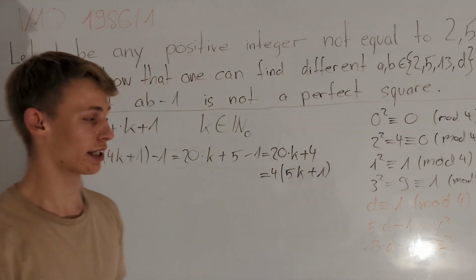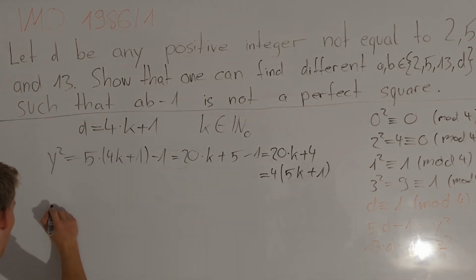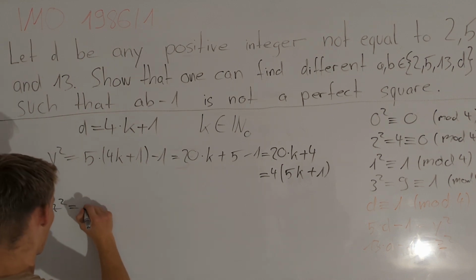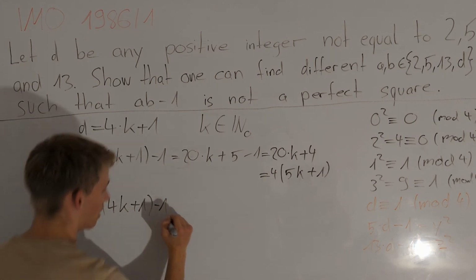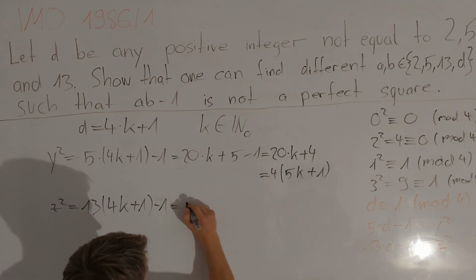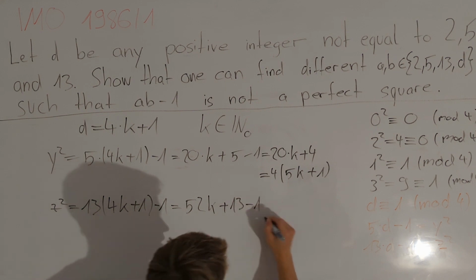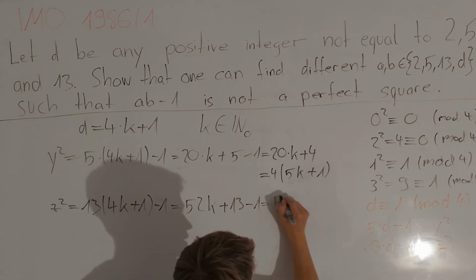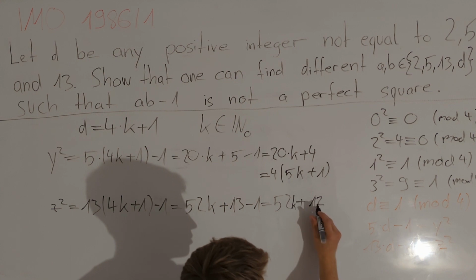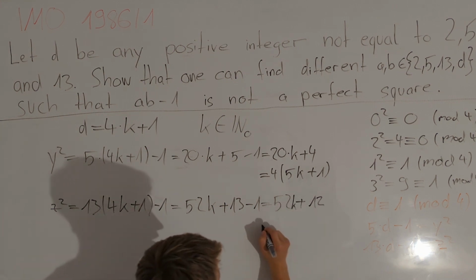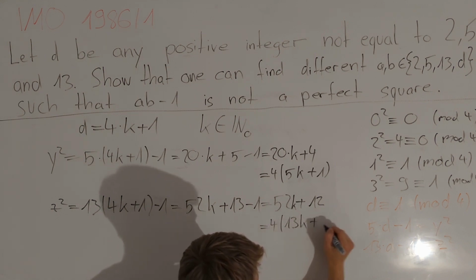In the same way, we can plug d into the other equation, and get that z squared is equal to 13 times (4k plus 1) minus 1. This is equal to 52 times k plus 13 minus 1, and this is equal to 52 times k plus 12. Here we can factor out again a 4, so this is equal to 4 times (13k plus 3).